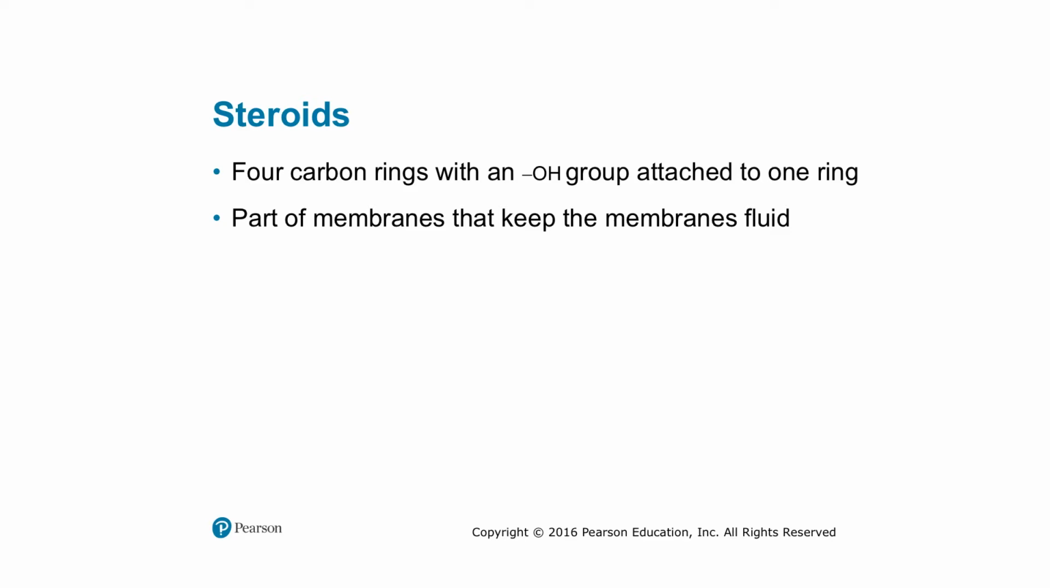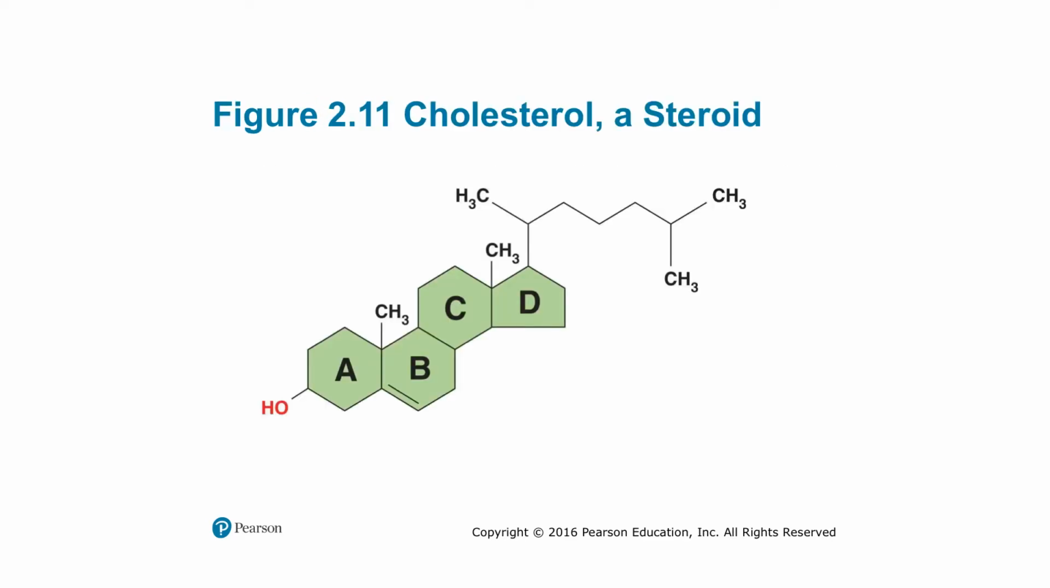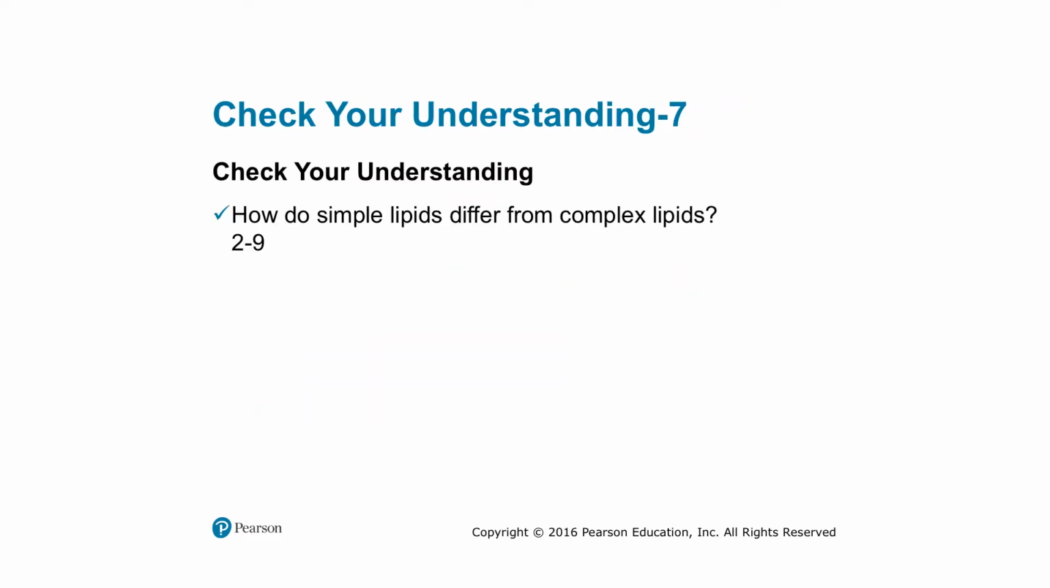Steroids are four carbon rings with a hydroxyl group attached to at least one ring, and they're part of the membranes that keep the membranes fluid. Okay, so here we have the cholesterol rings. So we have A, B, C, and D. These are the rings, and so this is cholesterol, a steroid, and this is one that we find in our cells in the cell membrane. Now, this isn't the cholesterol that you go get checked when you go to the doctor. They're looking for low-density lipoproteins and high-density lipoproteins. So here's a check your understanding question from Module 2.9.